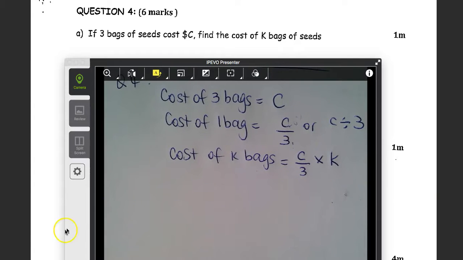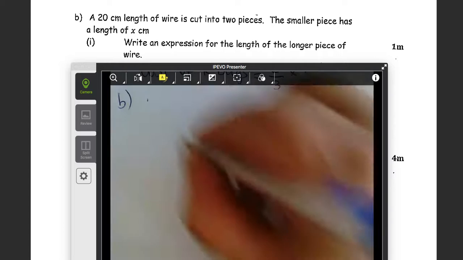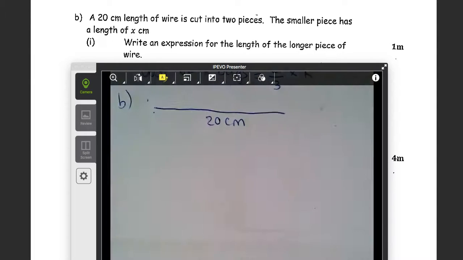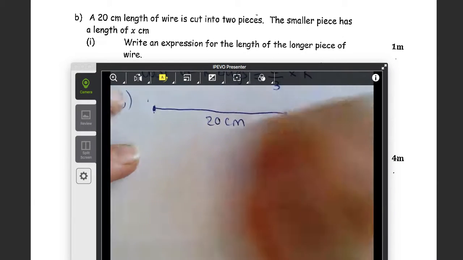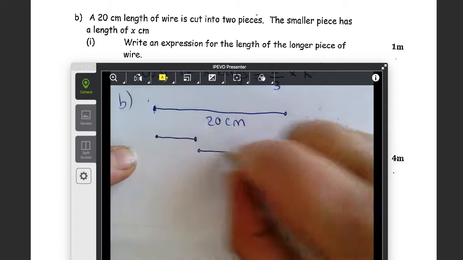C divided by 3 times K. Get harder. A 20 centimetre length of wire. Here's my wire. It's 20 centimetres, and it's cut into 2 pieces. The smaller piece is X. So here's my wire. I'm going to cut it into 2 pieces. Here's a smaller piece, and there's the bigger piece.